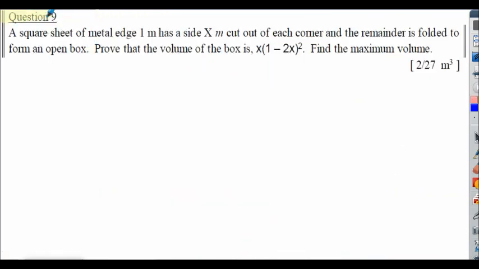Here's question 9 for your reference. A square sheet of metal, edge 1 meter, has a side x meters cut out of each corner, and the remainder of the sheet is folded to form an open box. We've got to prove that the volume of the box is given by this expression here, and we've got to find the maximum volume of the box. The answer shown here in the bracket, 2 divided by 27 meters cubed.